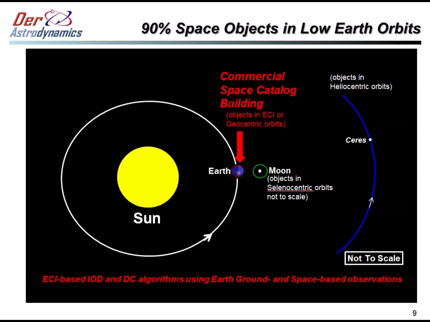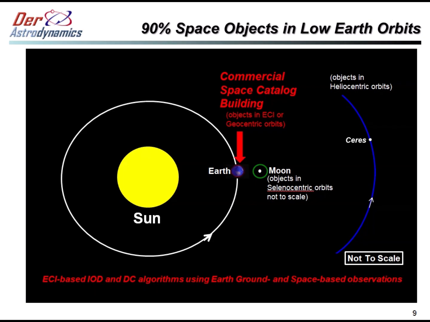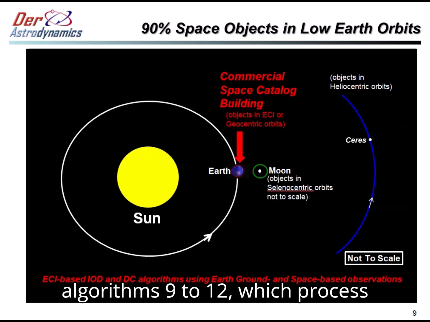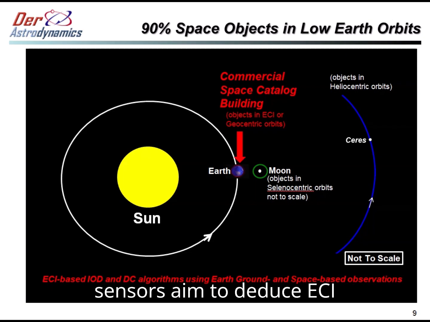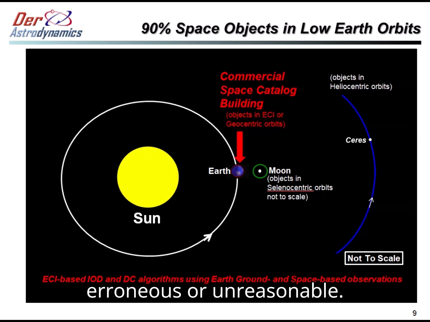Commercial space catalog building concerns objects in ECI or geocentric orbits, and at least 90% are in LEO in 2023. The Astro analytic optical and radar DC algorithms 9 to 12, which process observations from ECI ground-based sensors, aim to deduce ECI final state vectors as output of DC. These 4 ECI-based DC algorithms are not for MCI and SCI applications. Otherwise, DC state vectors will be erroneous or unreasonable.